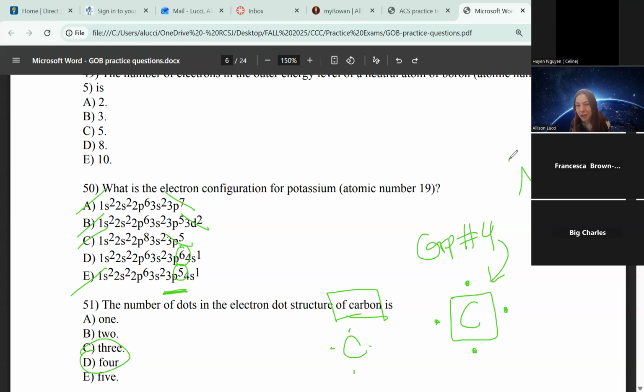Say I had nitrogen, that's in group 5, so I would do 4 dots out of the 5, one on each side, and then I would go back and pair one of my 5 dots. All right, so no Lewis dot structures, no electron configuration from this section.